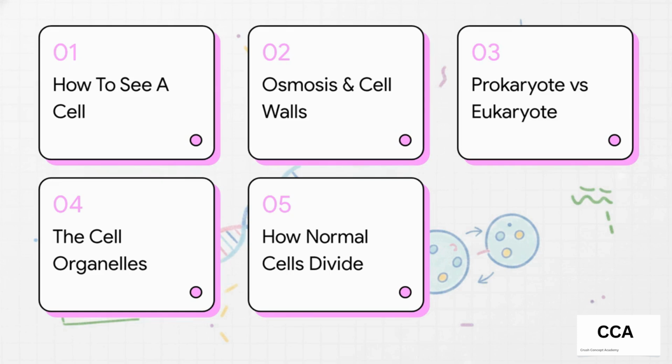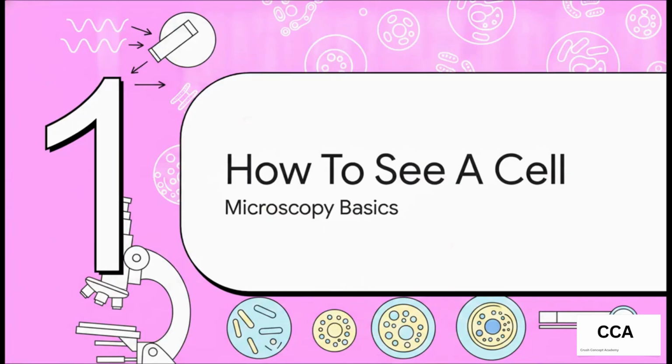Okay, let's lay out our roadmap for today. First, we'll learn how to see a cell, then understanding osmosis and cell walls, followed by prokaryotes versus eukaryotes, the organelles inside a cell, and finally, how normal cells divide. All right, let's jump right into Section 1, how to see a cell.